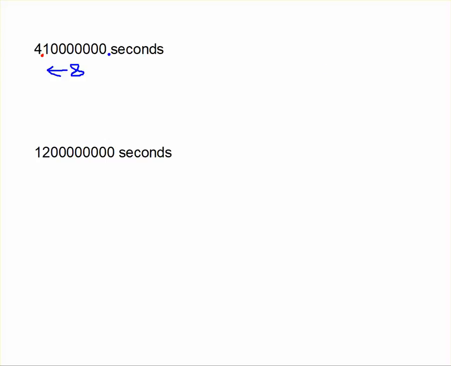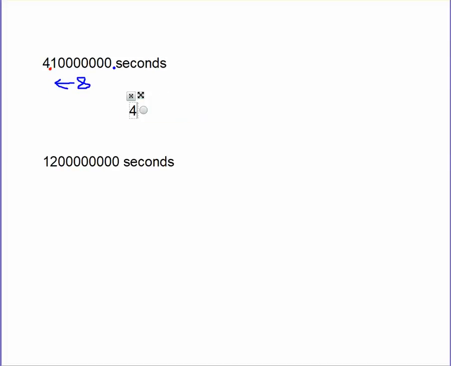So again, we're going to write the number as such. So it's going to be 4.1 times 10 to the 8th power. Okay? So that's going to be that number in scientific notation.